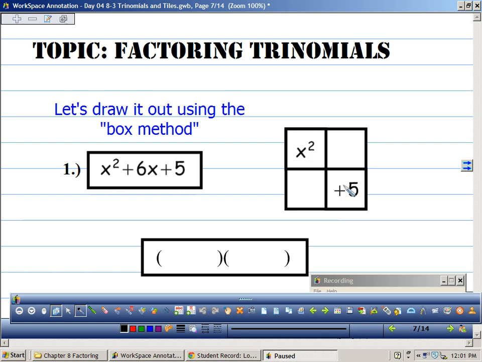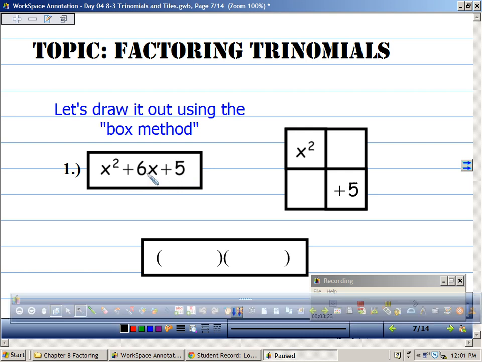I have 1x squared up here. I have 5 over here. What am I going to do to fill these 2 boxes? What number, when I multiply, I get 5, but when I add, I get 6x? 1x, and what else? 5 x's. Isn't 1 times 5, 5, but 5x plus 1x equals 6x?